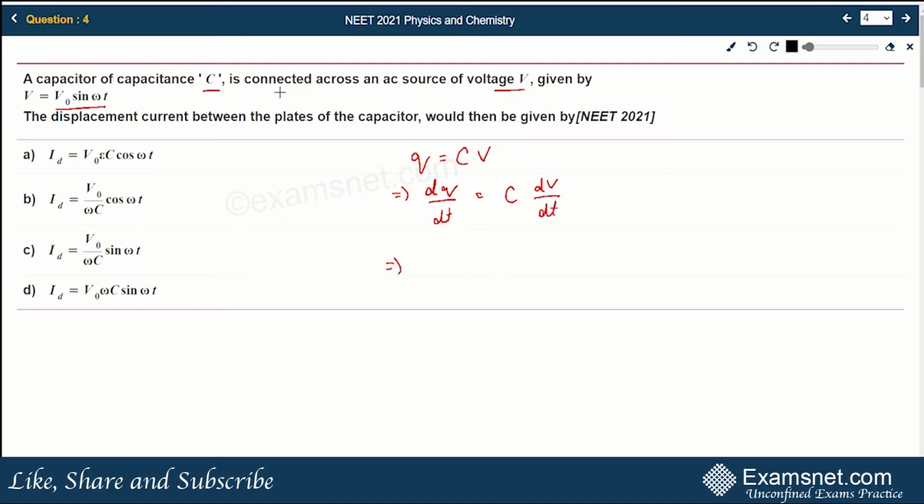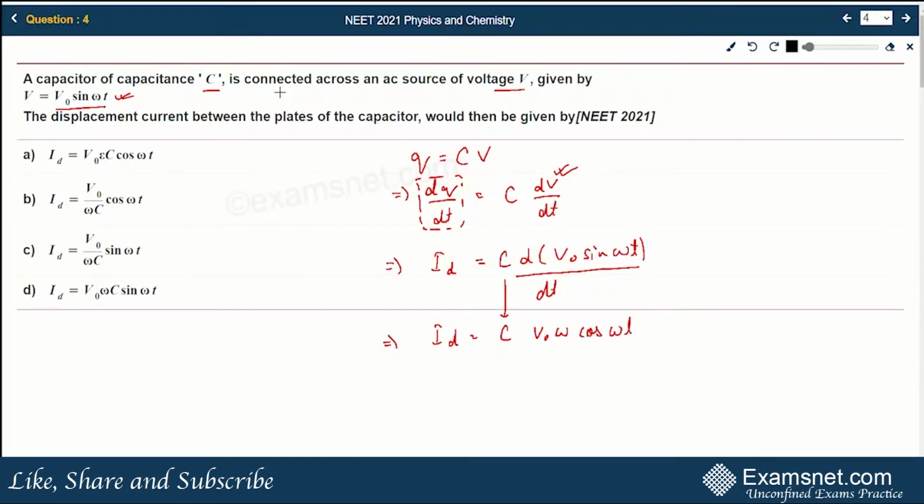What does dq by dt represent? It represents the rate of flow of charge, that means current. So we can write here i_d, that means displacement current, is equal to C, and differentiation of V. What is V here? V naught sine omega t. That means we have to differentiate V naught sine omega t. Now if we know the basics of differentiation, you would know that it will come out to be C first of all, then V naught omega cos omega t. So let's change the positions of omega and C. Let's write down the V naught first and then omega and then C and then cos omega t. We are just changing the position, otherwise the value will be the same, right?